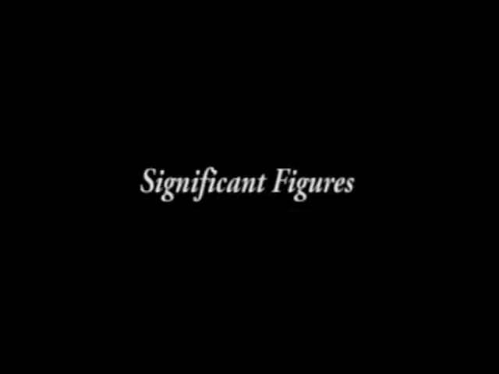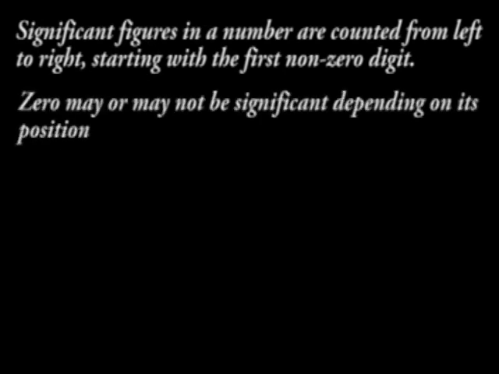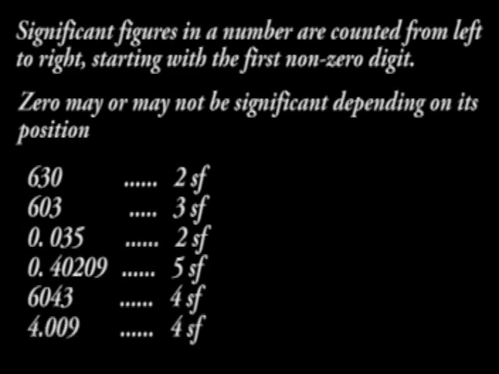Significant figures. Approximation can be made by expressing a number to a given number of significant figures. Significant figures in a number are counted from left to right, starting with the first non-zero digit. In Form 1, we saw that the digits 1 to 9 are significant. 0 may or may not be significant depending on its position in a number. For example, these numbers indicated below have the respective significant figures shown.